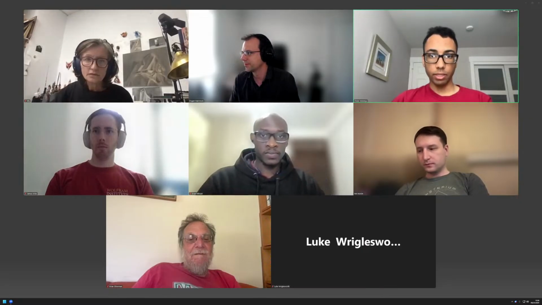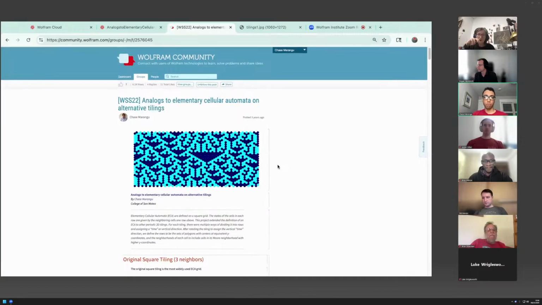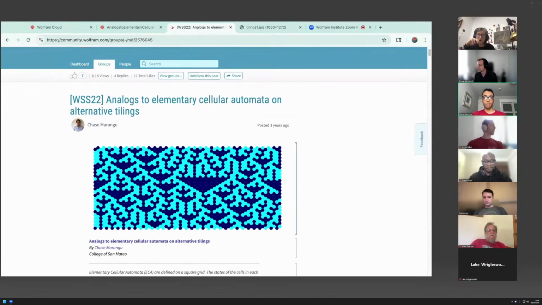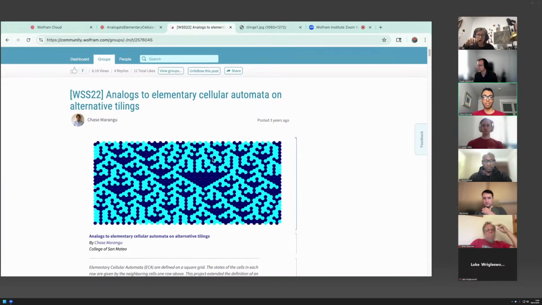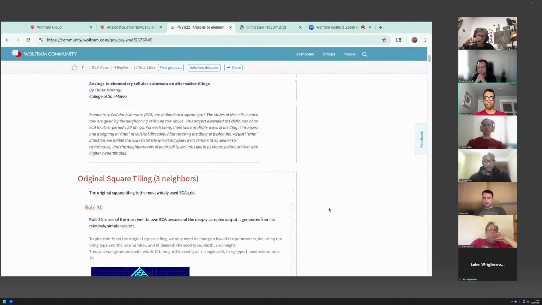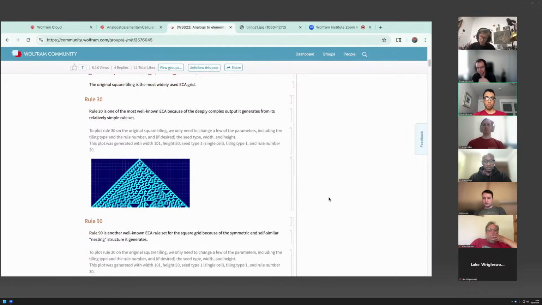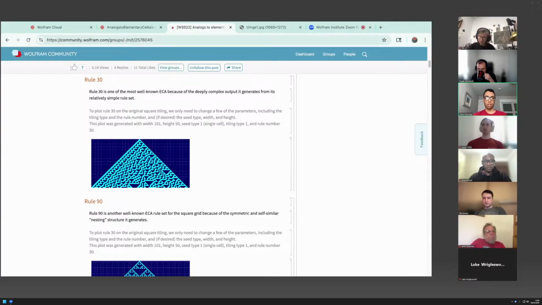All right, so let me share my window here. I'm just going to follow along with what I wrote for my community post. As you can see by the hero image, we experimented with other grids, and my mentor and I sought to find a decent way to generalize the square grid cellular automaton to other regular tilings. The original Rule 30 is really famous because it generates chaotic behavior from a relatively simple set of rules. And we found some similar rule sets for other grids.